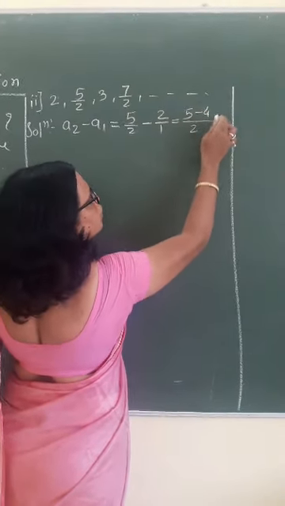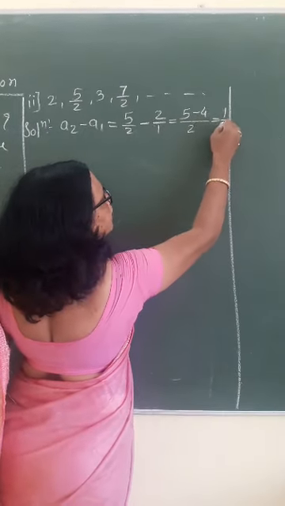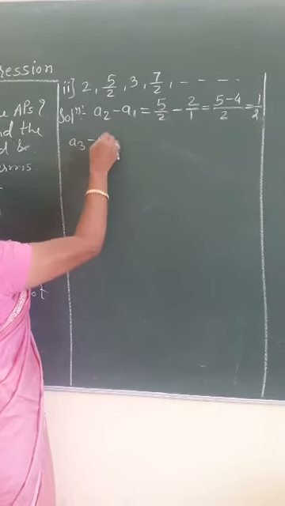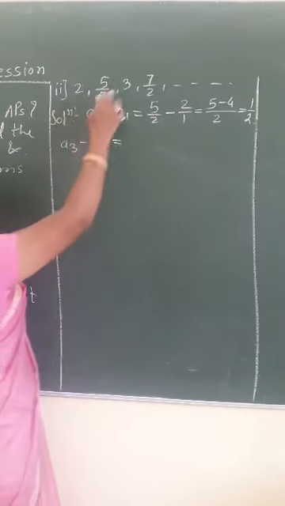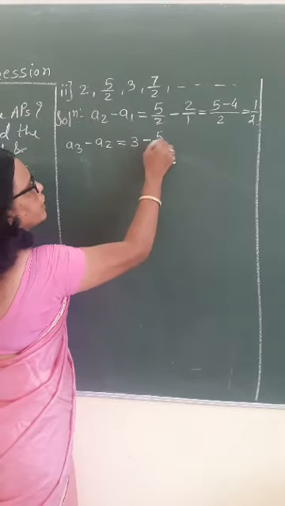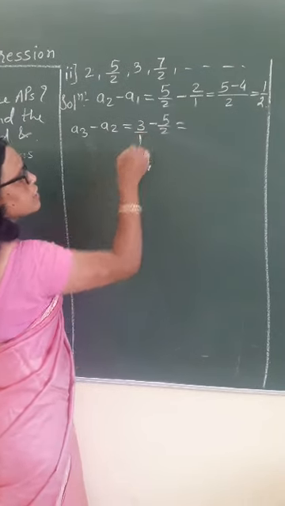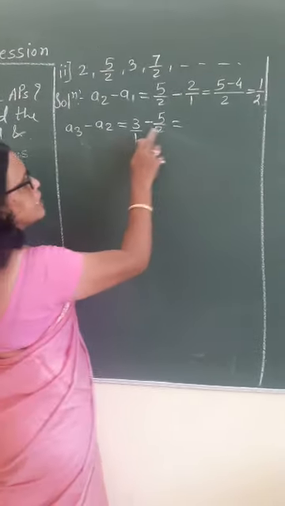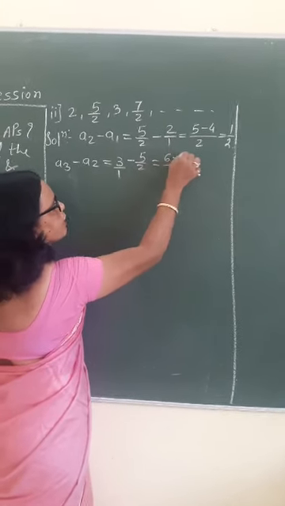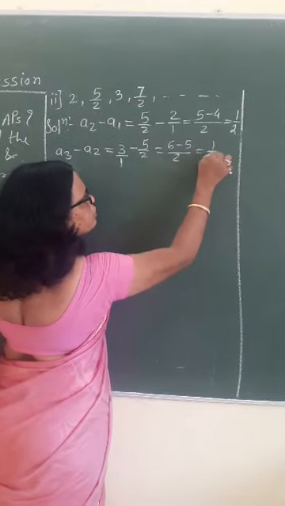So minus 4, so what we will get? 1 by 2. Okay. Again we will find A3 minus A2. What is A3? 3. What is A2? 5 by 2. Again we have to do a subtraction. LCM is 2. 3 2s are 6 minus 5, which is 1 by 2.